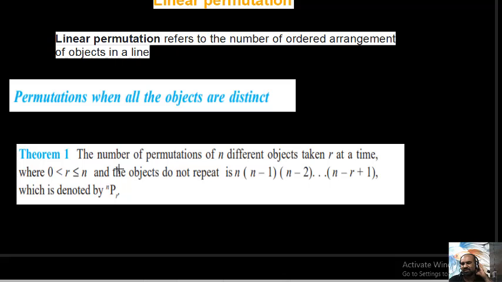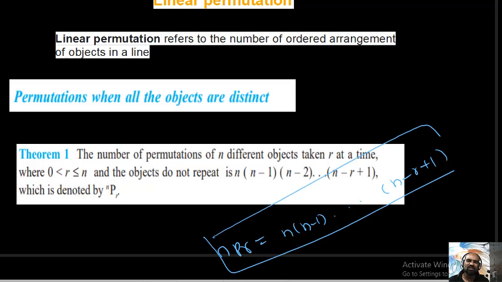So here one theorem is given. Observe this theorem. I will explain this theorem now. The number of permutations of n distinct objects taken r at a time, when 0 is less than or equal to r less than or equal to n, and the objects do not repeat, is n into n minus 1 into n minus 2 and so on, n minus r plus 1, which is denoted by nPr. So what this theorem is saying, I will explain now. nPr value is equal to n into n minus 1 and so on, n minus r plus 1. This is the meaning of the theorem.